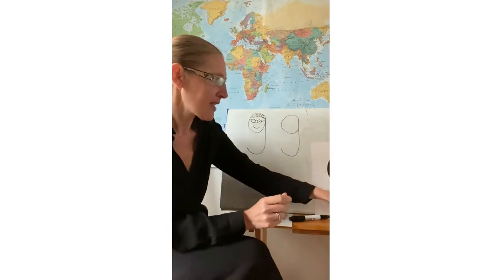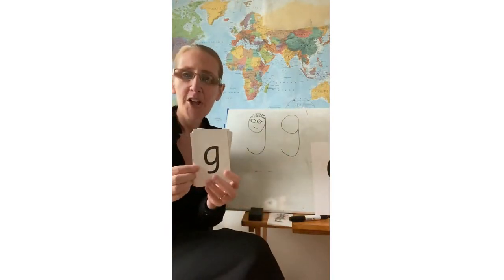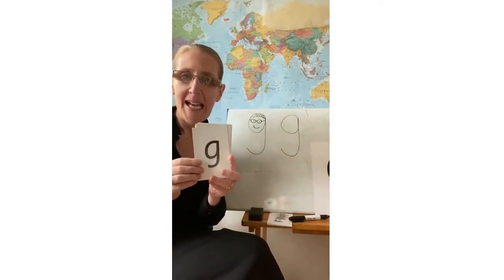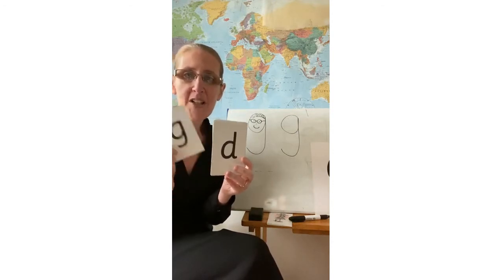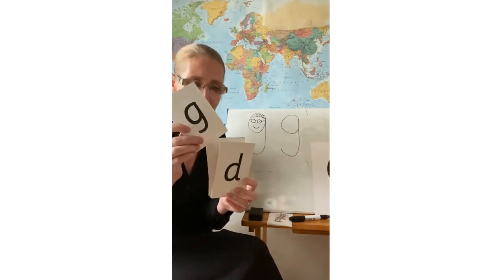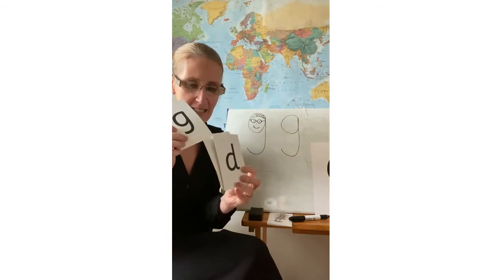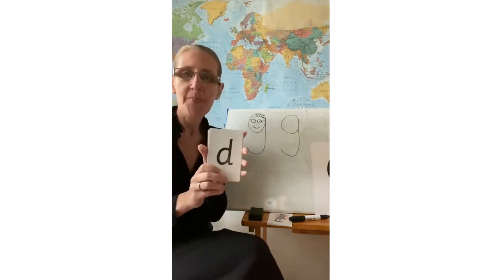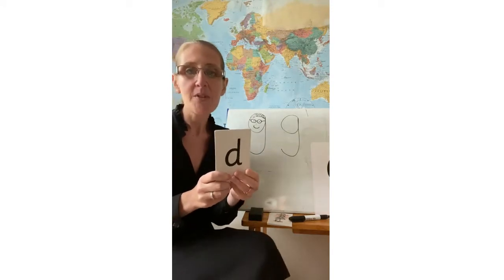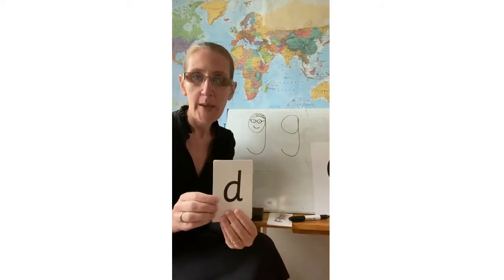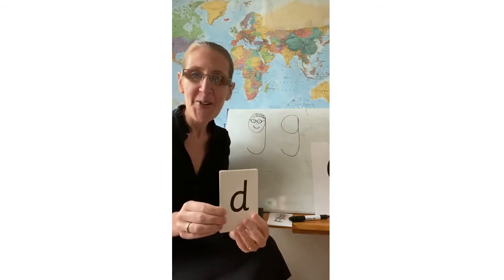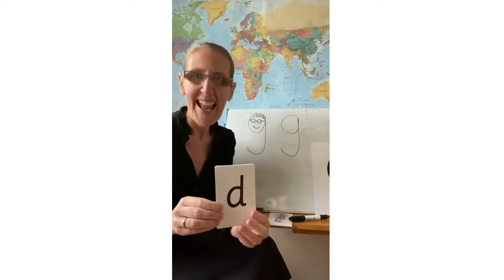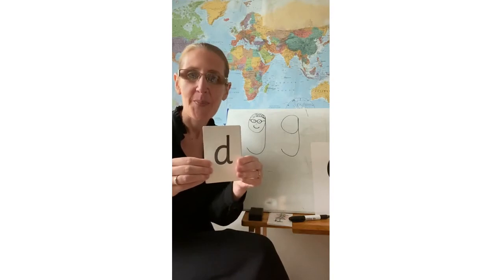Now we found our small g sound and we need to add it to our pack of sounds that we've already learned. So we know what happens, it goes into the middle. Let's hide it. There it's gone. These are our speed sounds, so we're going to try and do them quite quick. Okay, when we come to the g, what do we have to do? Point. Excellent.